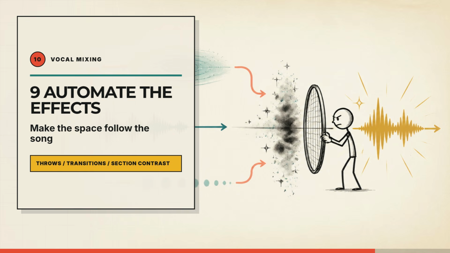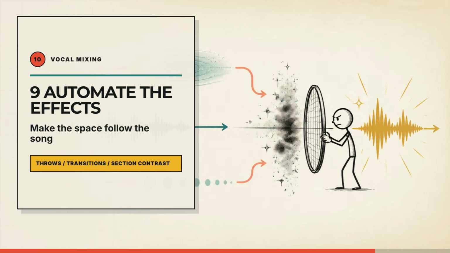Raise a delay only on the last word of a line. Let a longer reverb bloom after the phrase ends. Pull the effects down when the arrangement becomes dense, then open them when instruments drop away. You can also automate feedback, filtering, or return level, but begin with the send because it is easy to hear and easy to reverse. Plan the motion around the lyric.